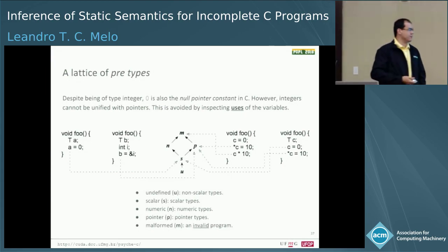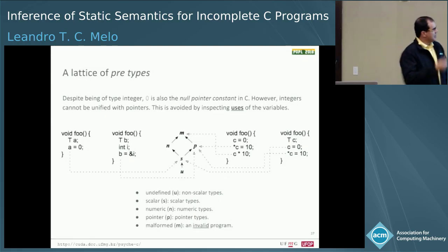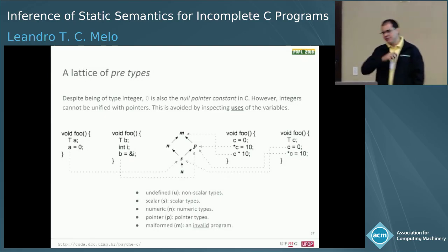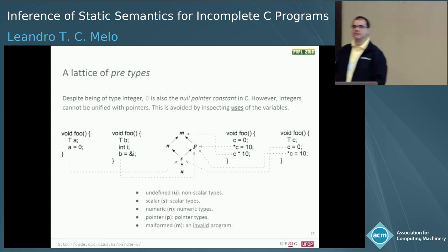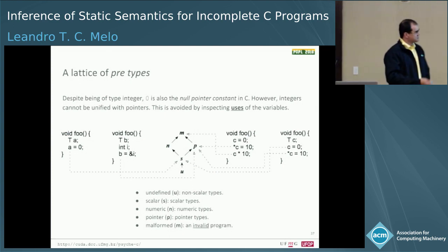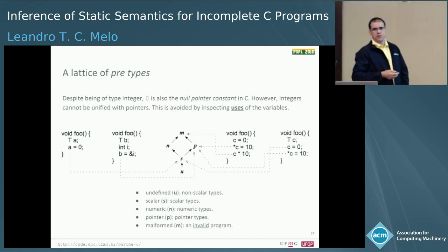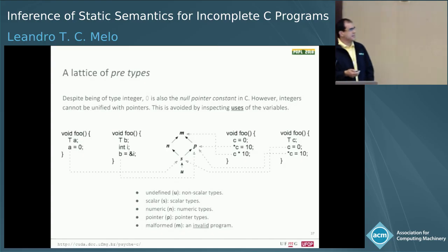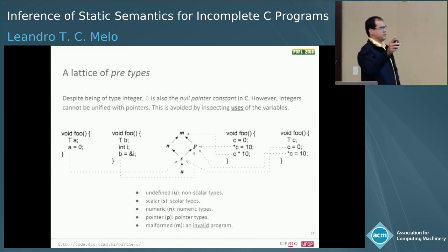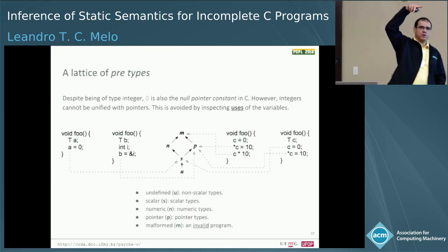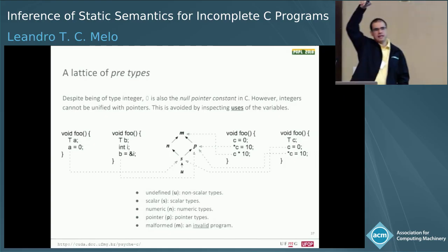It consists of 5 elements. U, which is undefined. Everything that is not a scalar, and scalar in C means either pointers or arithmetic types, is in the bottom. Scalars come right after, which is what we are particularly interested in. And then we have either numeric or pointer. And if the program is malformed, we have a top element there, which indicates the program is malformed.